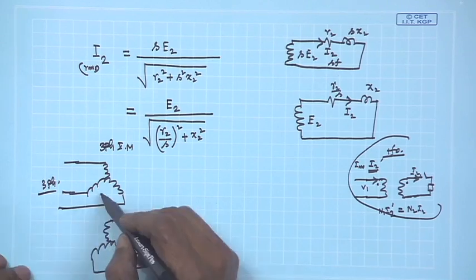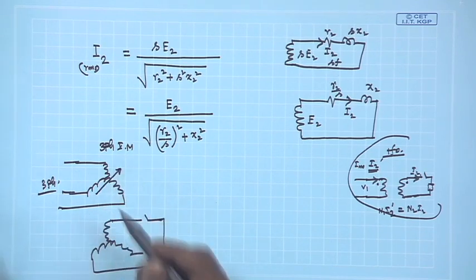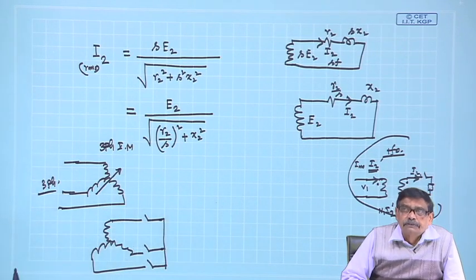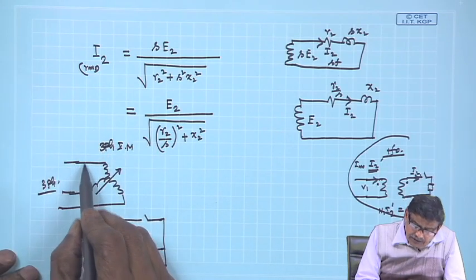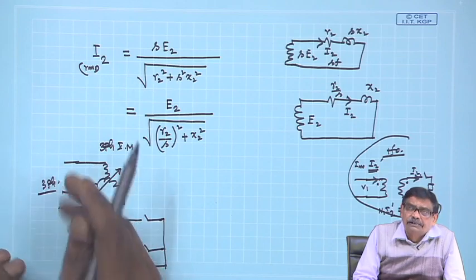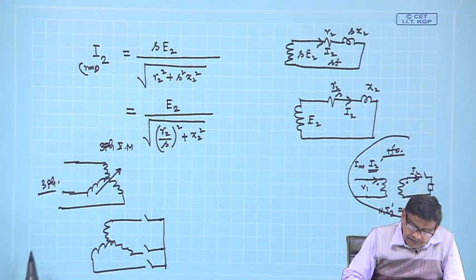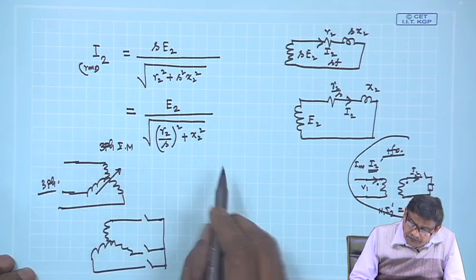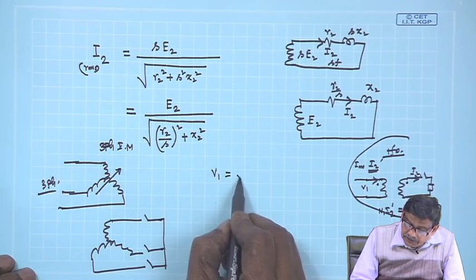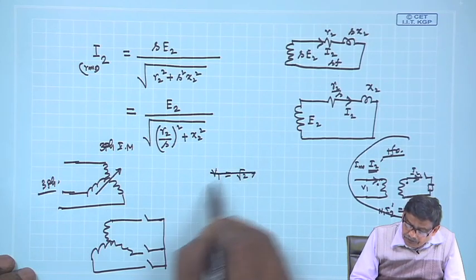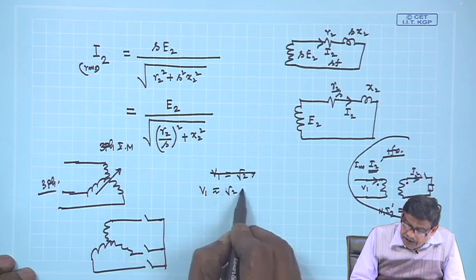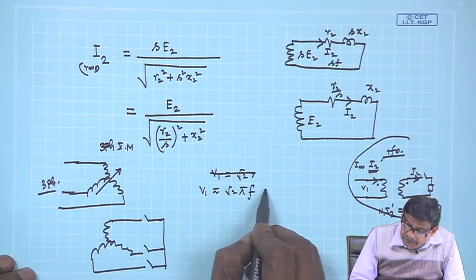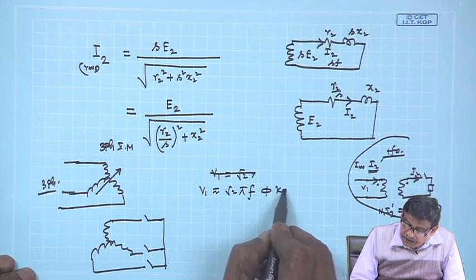The moment you close it, a rotating field results, there will be induced voltage and there is some flux per pole. And here also, this R1 X1 of the stator primary, if you neglect, the flux which will be produced is approximately equal to root 2 pi f phi k_w1 N1.